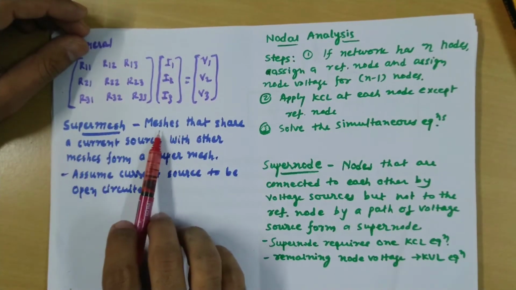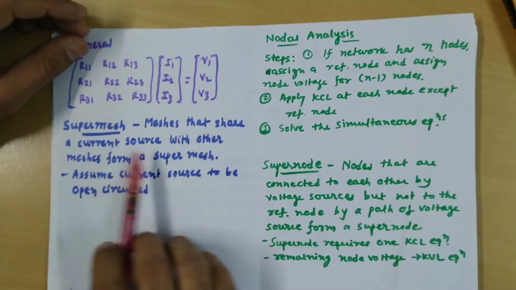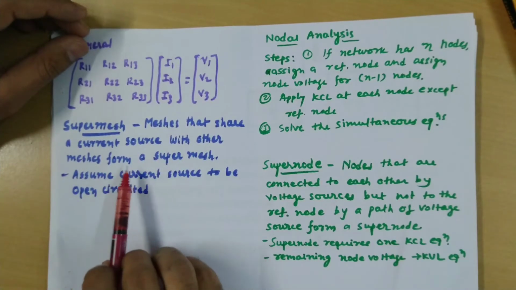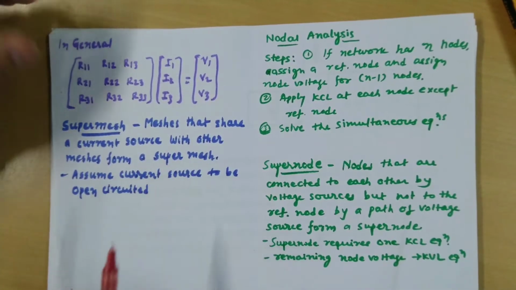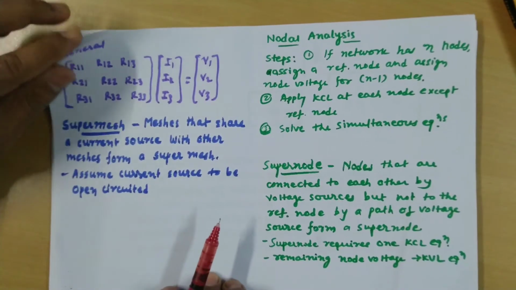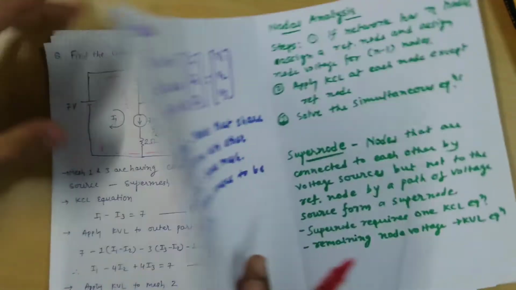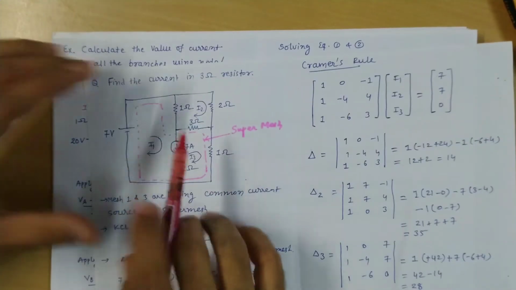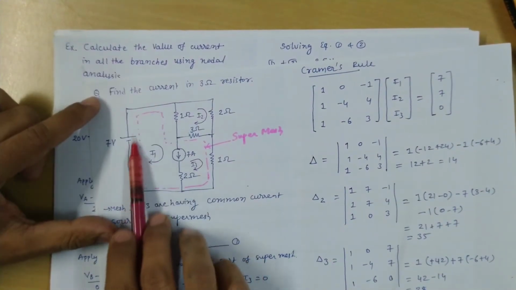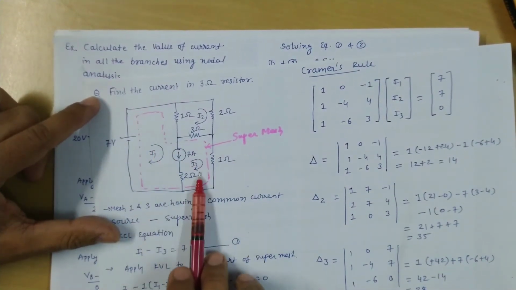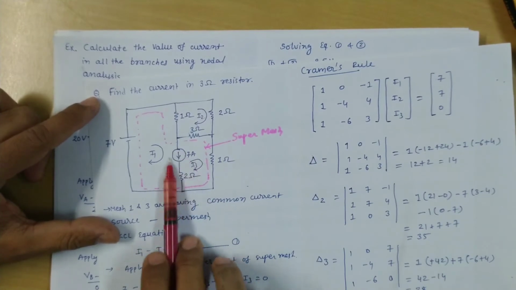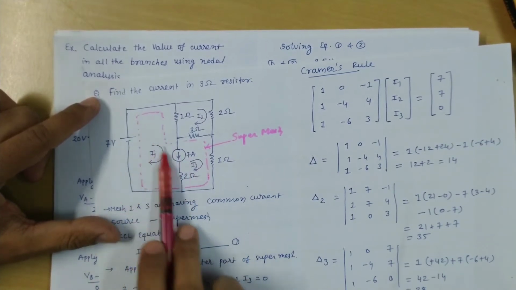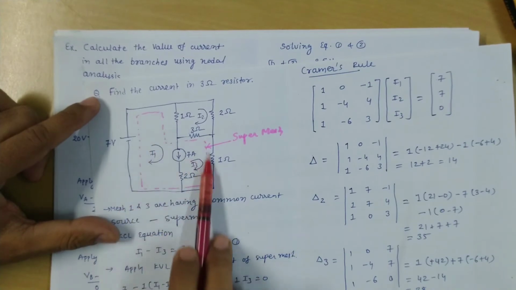Now the meshes that share a current source with other meshes form a super mesh. For example, like this. So in this case, mesh 1 and mesh 2 are sharing a current source between them. So this formulates a super mesh.